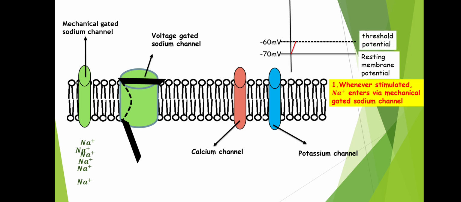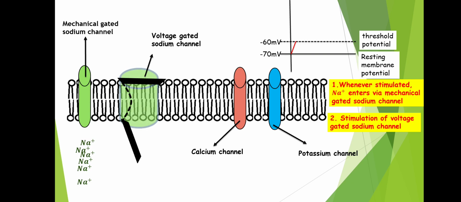And suppose minus 60 millivolt is the threshold potential. Okay, so stimulation of the voltage gated sodium channel will be taking place. So whenever threshold potential has been attained, it will cause activation of the voltage gated sodium channel. Now a few words regarding this voltage gated sodium channel.